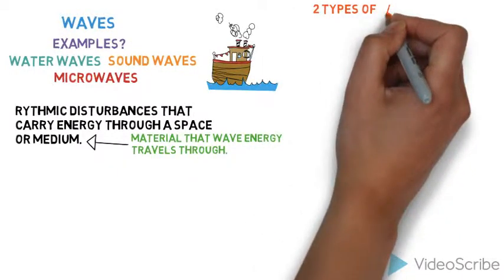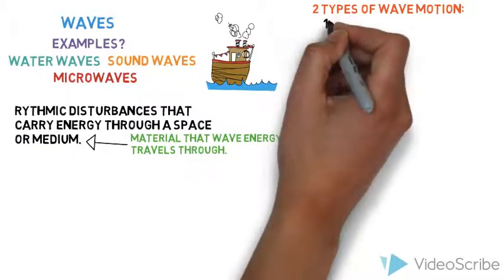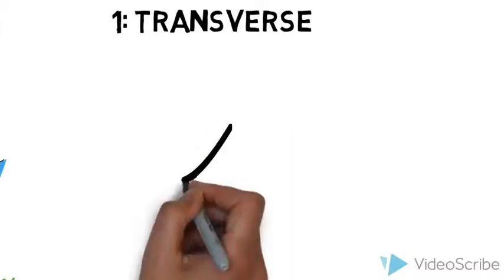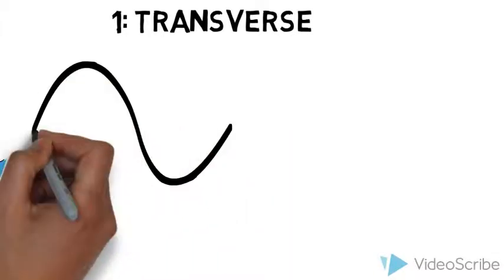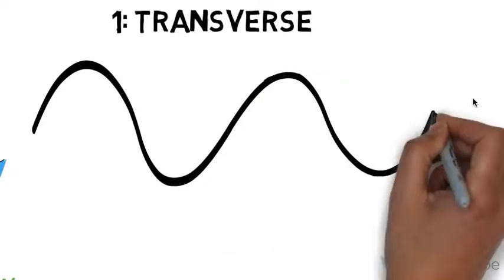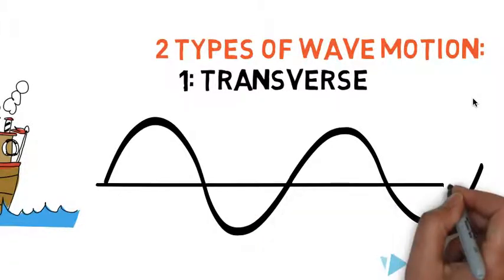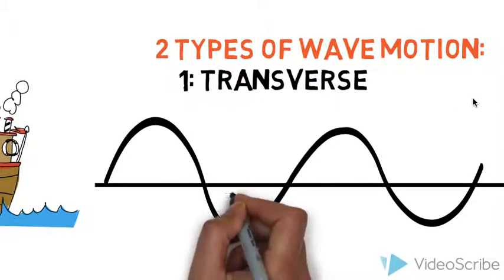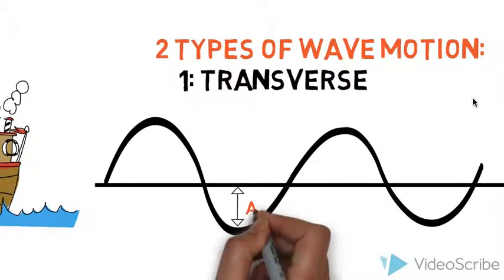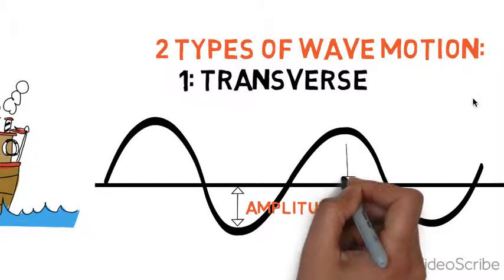So there are two types of waves, and the first type of waves we're going to talk about are the transverse waves. So here's an example of a transverse wave. The line through the middle of the transverse wave is known as the resting point. From the resting point to the bottom of the wave and from the resting point to the top of the wave is called the amplitude.